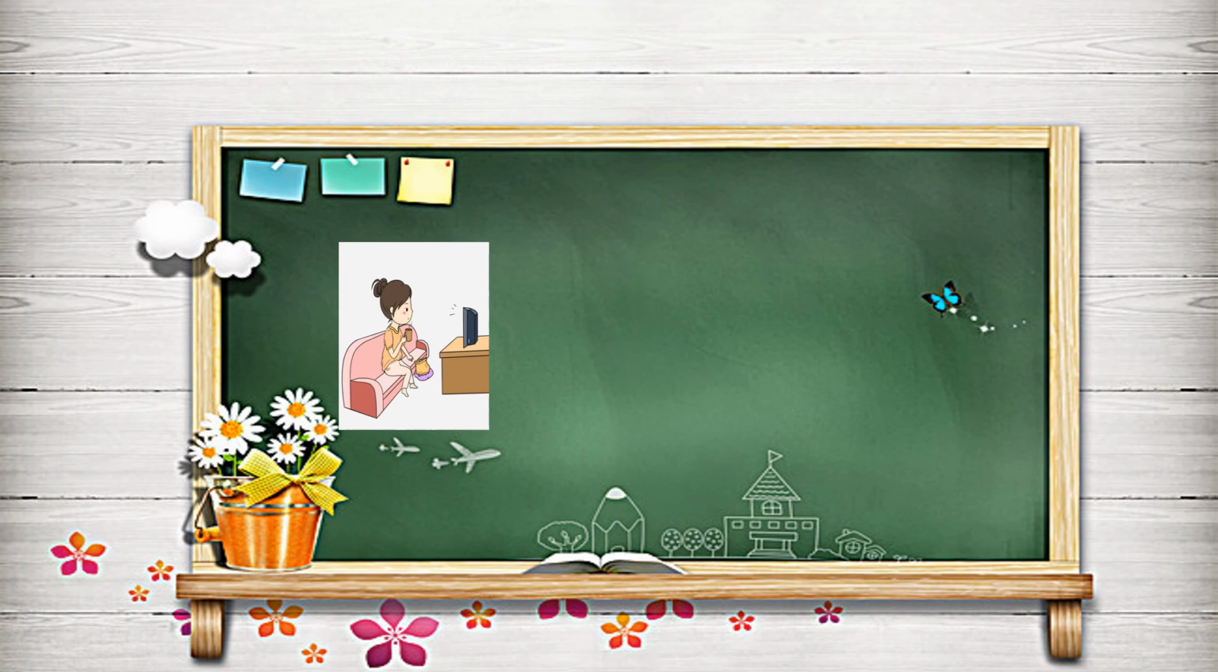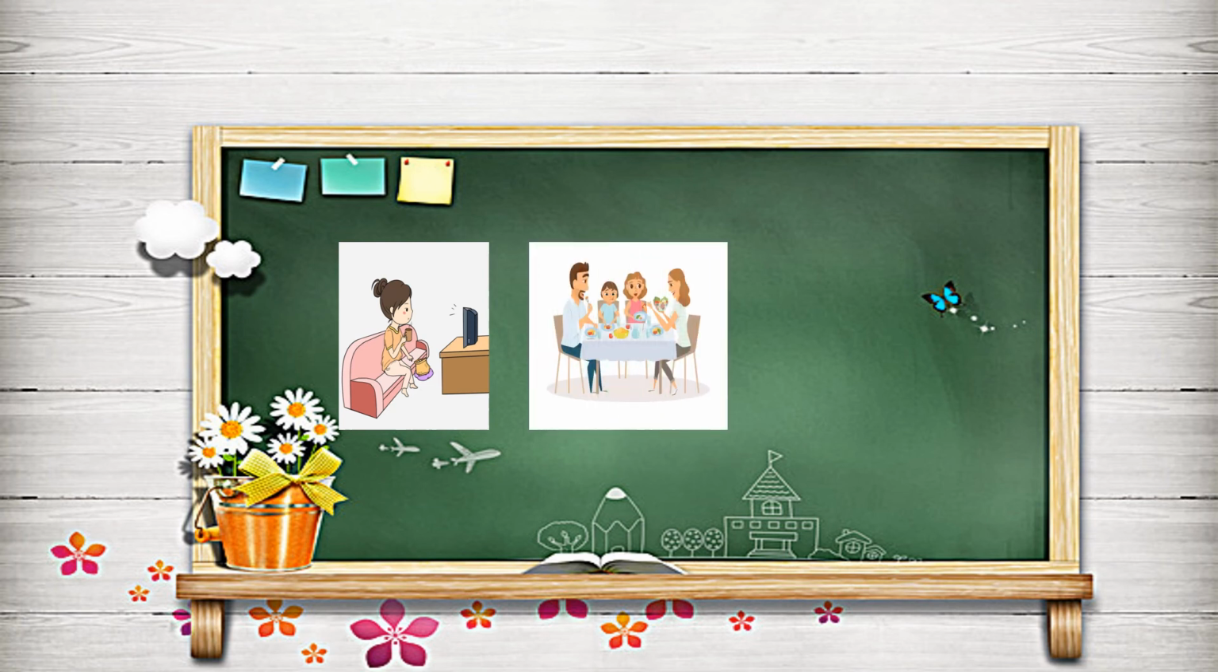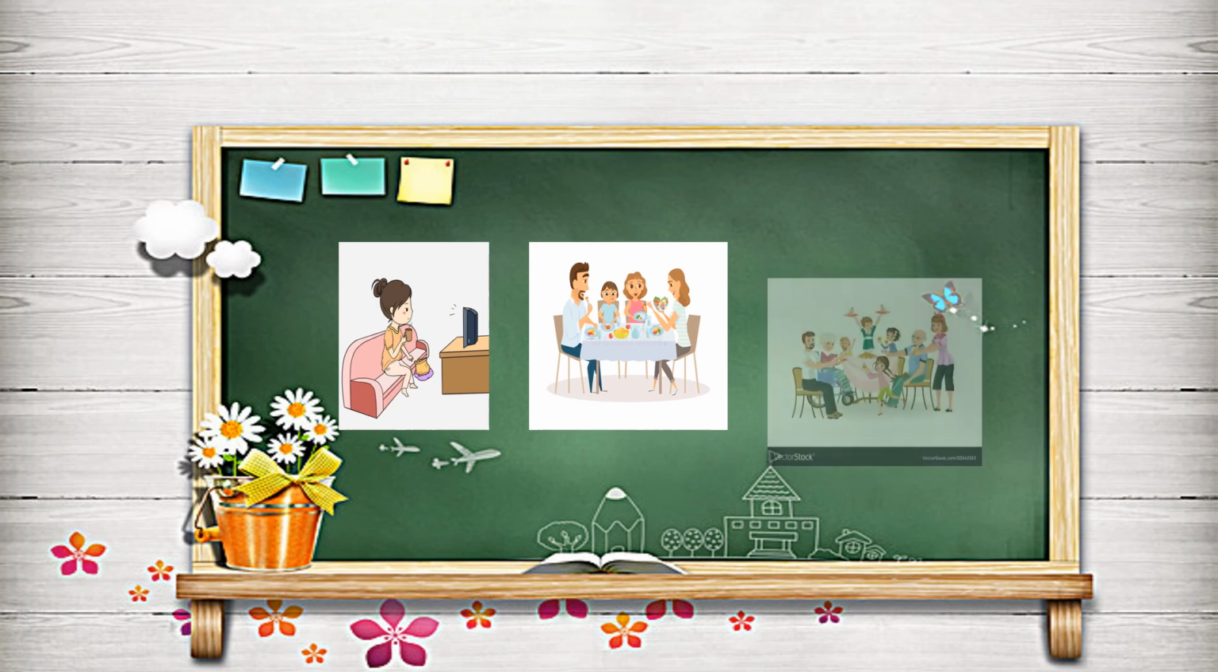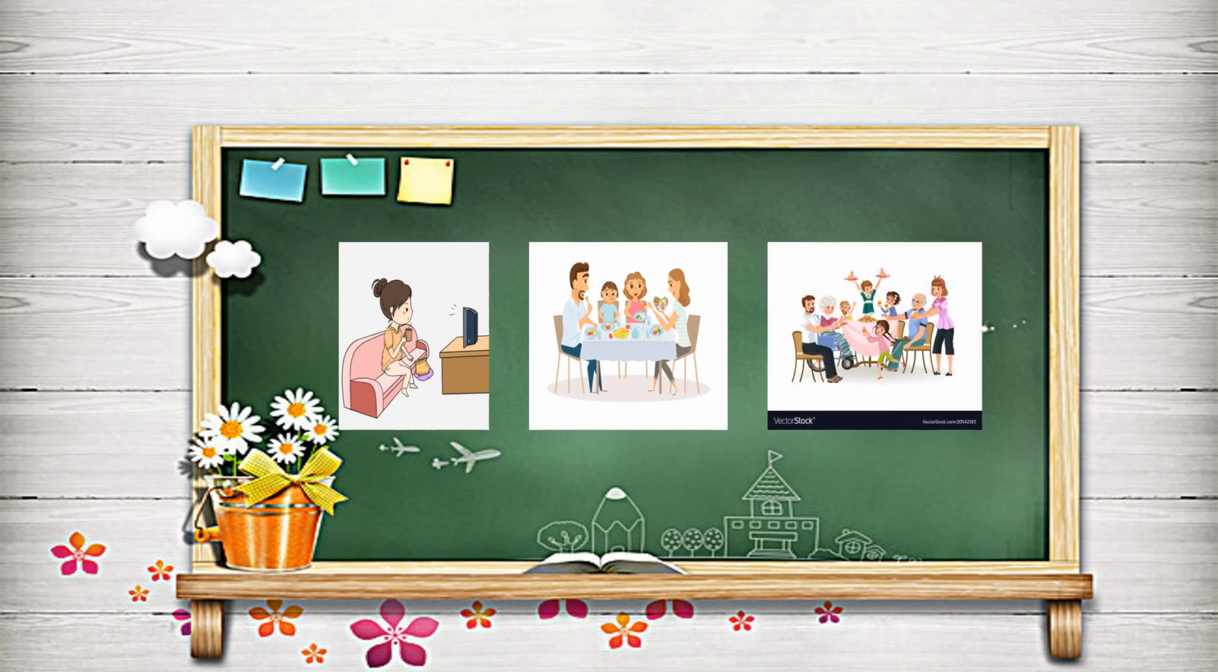How many persons do you see? Yes, there is only one. Yes, there are four. You're right, there are 8.